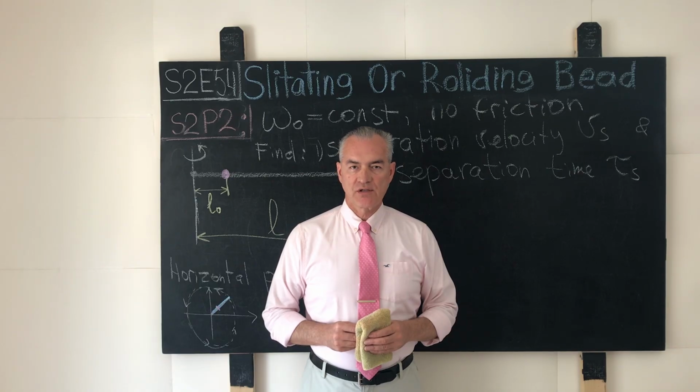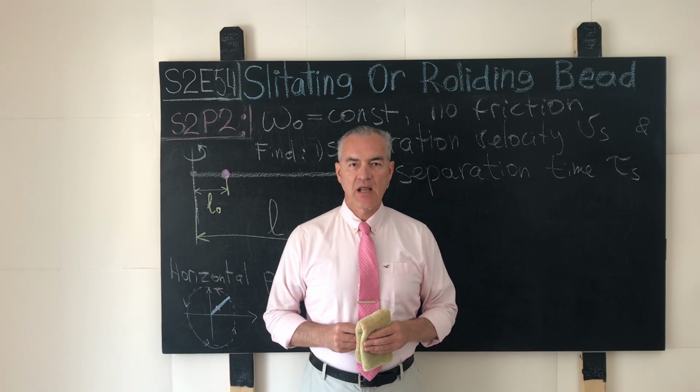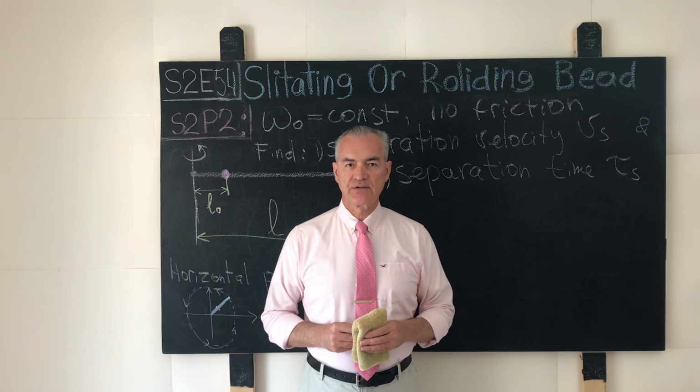Welcome to the Problems channel, season 2, episode 54, the episode which I titled Sliding or Rolling Bead, because in this episode we will solve a physics problem in which a point mass participates in two independent motions, sliding and rotating.